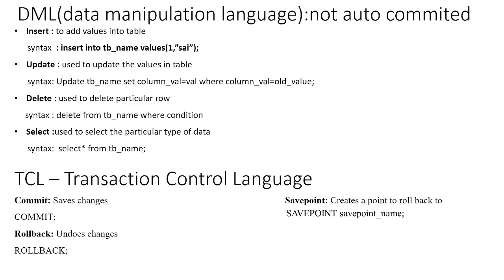Here we have commit. Commit is used if we are okay with our table data which is present, we can directly save changes by just writing commit. And rollback: if you want to go to the previous state, we will use rollback. Save point.